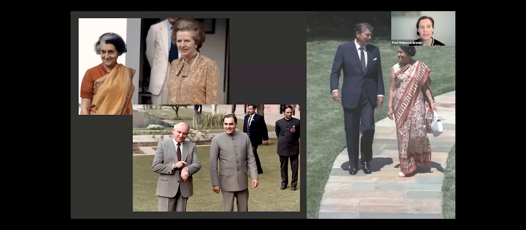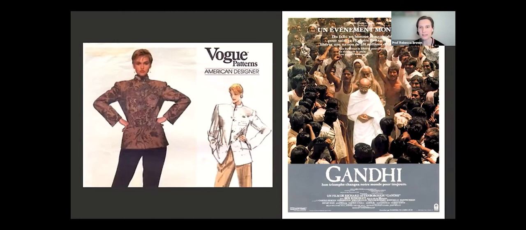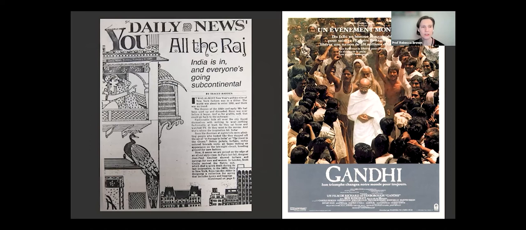And then I set up the kind of Cold War bipolar with some of these photographs illustrating the ways in which Indian prime ministers are reaching out to world leaders in this period. And then here is the Nehru collar on the left and Gandhi on the right. This is the fabulous fashion article, India is in and everyone is going subcontinental.